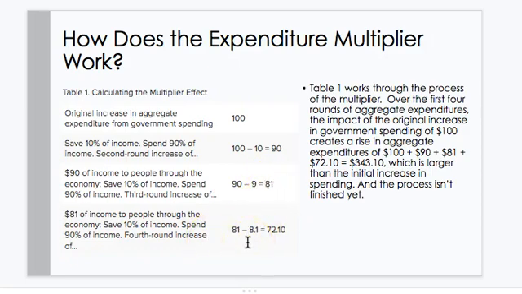So Table 1 works through the process of the multiplier. Over the first 4 rounds of aggregate expenditures, the impact of the original increase of government spending of $100 creates a rise in aggregate expenditures of 100 plus 90 plus 81 plus $72.10, on and on. It's going to end up equaling an amount that is bigger than our initial change in government spending. That's the multiplier effect.